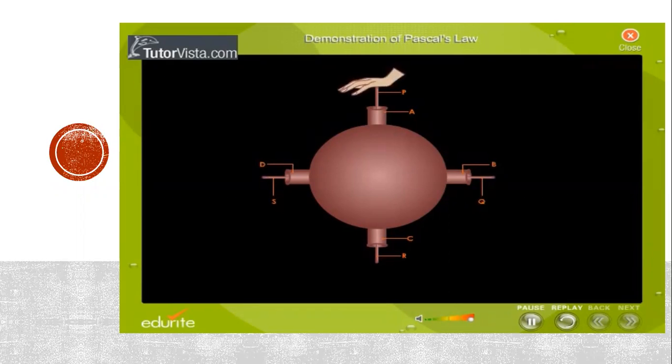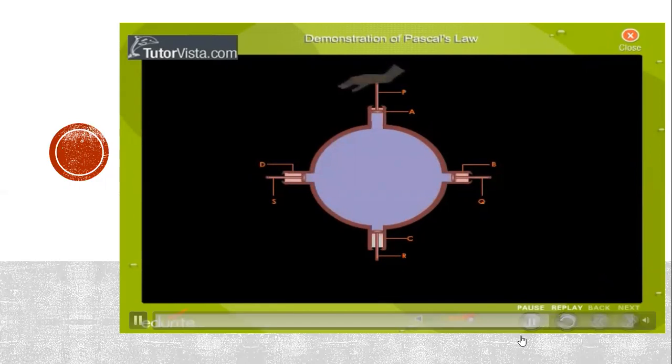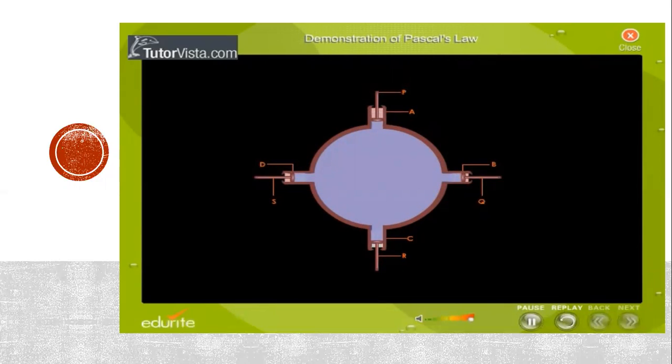Now push the piston P down into the liquid. What do you observe? We observe that the other pistons Q, R, S are moving outward. Why is it so? This is because the pressure exerted on the piston P is transmitted equally in all directions in the liquid, thus moving the other pistons. This proves Pascal's law.